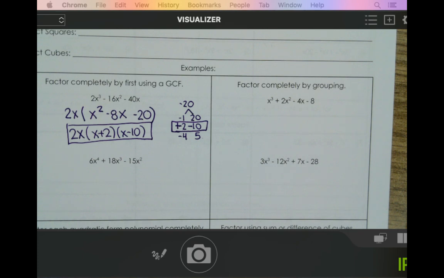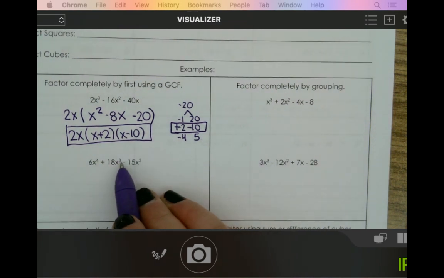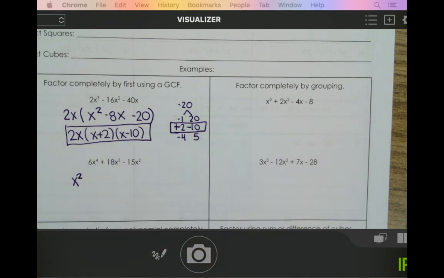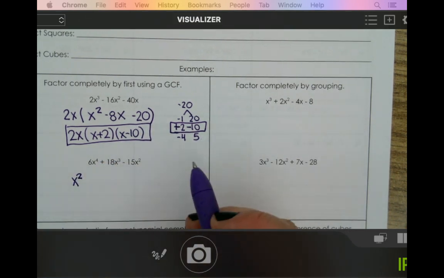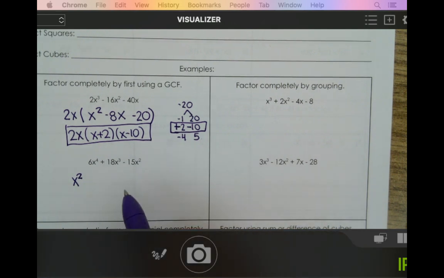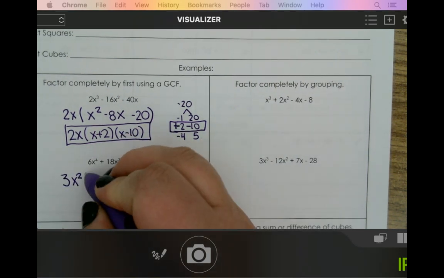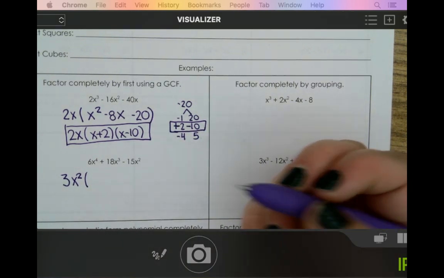Okay? And we're going to do the same thing on the next one. Again, the point is to take something out so you can factor normally what's left. So on this one, they all have an x, and all of these have a power of 2 or higher. So I can actually put an x squared out here. And I can divide all of the numbers by not 6, because 6 doesn't go into 15, but 3. And I'm going to divide all the numbers out front by 3 to start with.